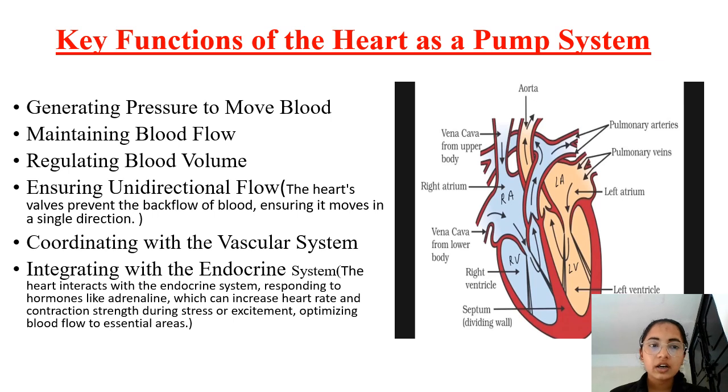So next, these are the key functions of the heart as a pump system: generating pressure to move blood, maintaining blood flow, regulating blood volume, and ensuring unidirectional flow, where the heart's valves prevent the backflow of blood, ensuring it moves in a single direction. We can see here a diagram of a heart. Then coordinating with the vascular system, and last is integrating with the endocrine system.